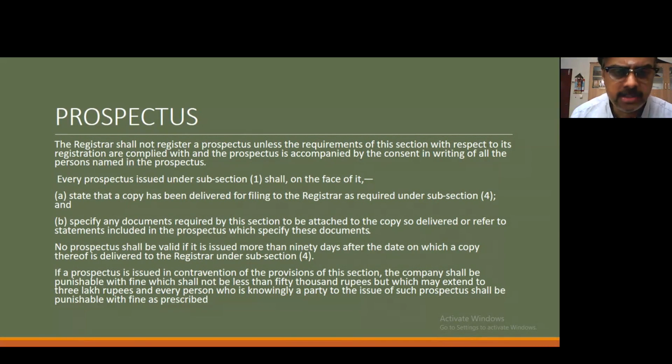And specify documents required by the section to be attached to the copy so delivered to the registrar. Whenever I deliver a document called a prospectus to the registrar, I should give it along with the relevant annexures, and no prospectus shall be valid if it is issued more than 90 days after the date on which a copy thereof is delivered to the registrar. That means the validity of a prospectus is only 90 days, which means you have to make a public issue within 90 days after giving it to the registrar.